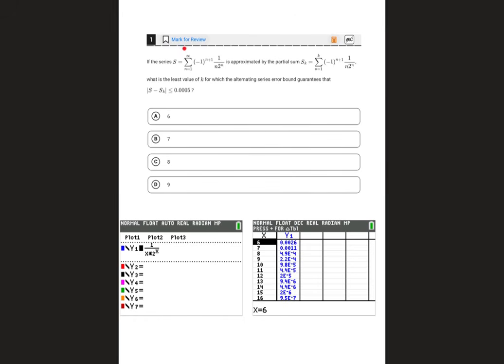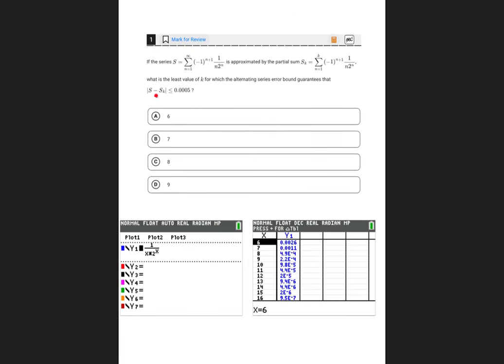So this is the infinite series, right, which actually equals the function, whatever function you're approximating. Well, usually, but in this case, this infinite series is approximated by a partial sum. So this infinite series of infinite terms is approximated by the first k terms of the series. They say what's the least value of k for which the alternating series error bound guarantees that the actual value minus the approximated value, absolute value of that is less than or equal to 0.0005.